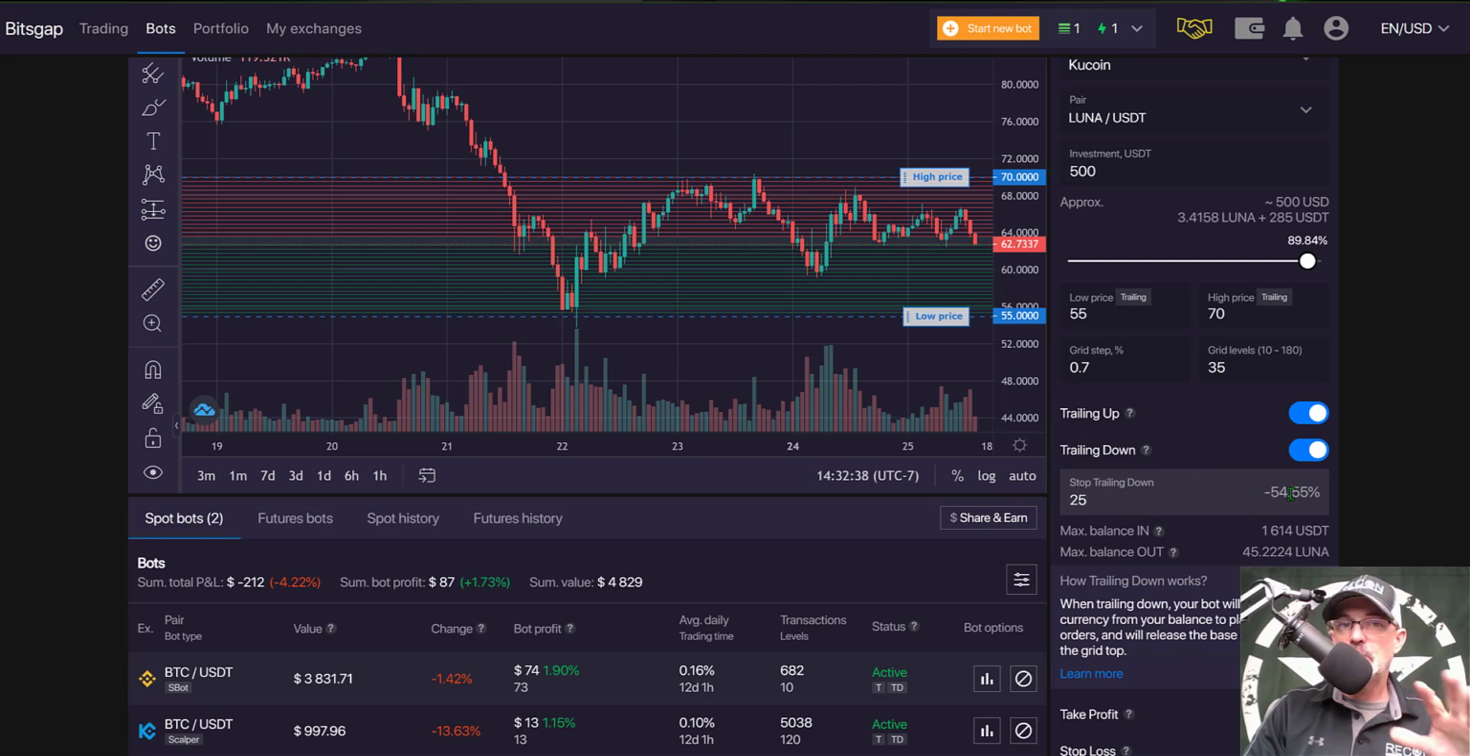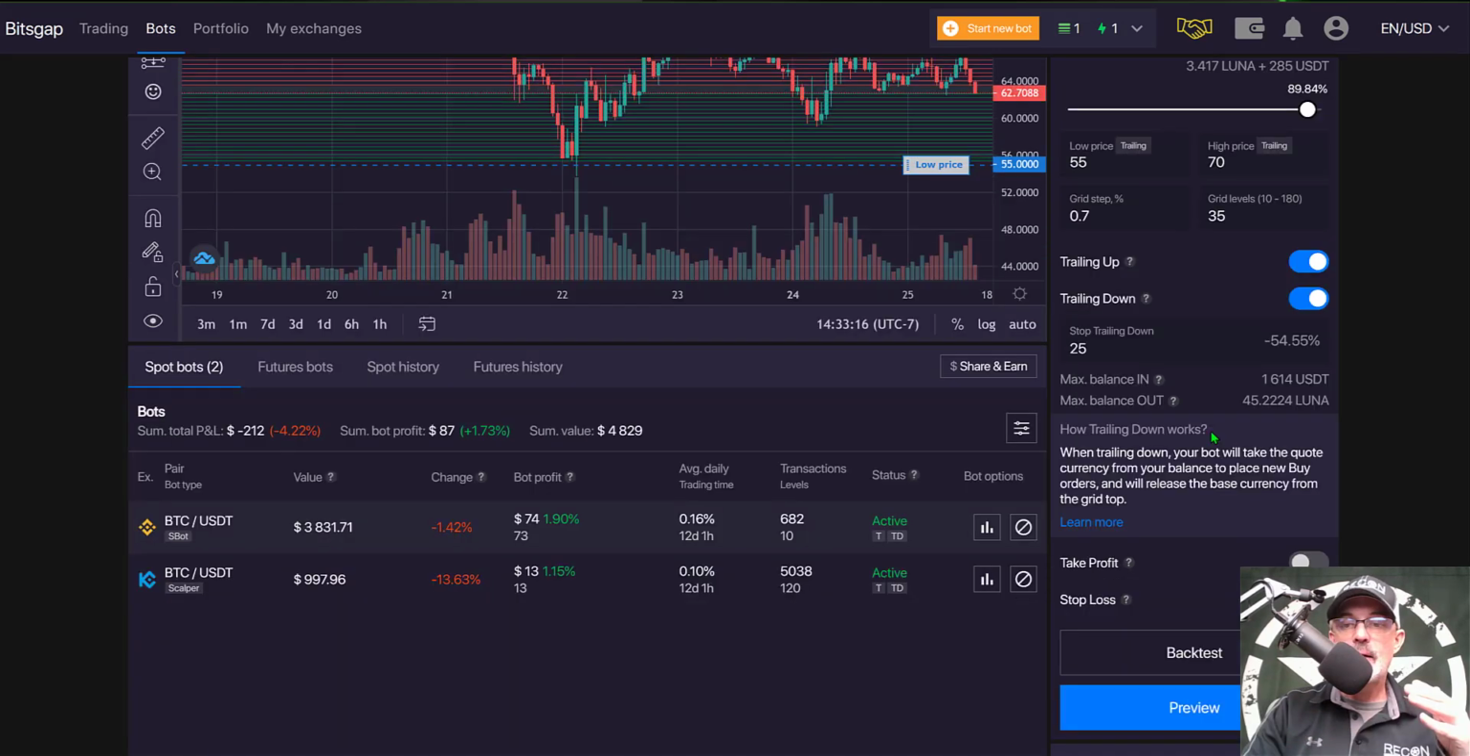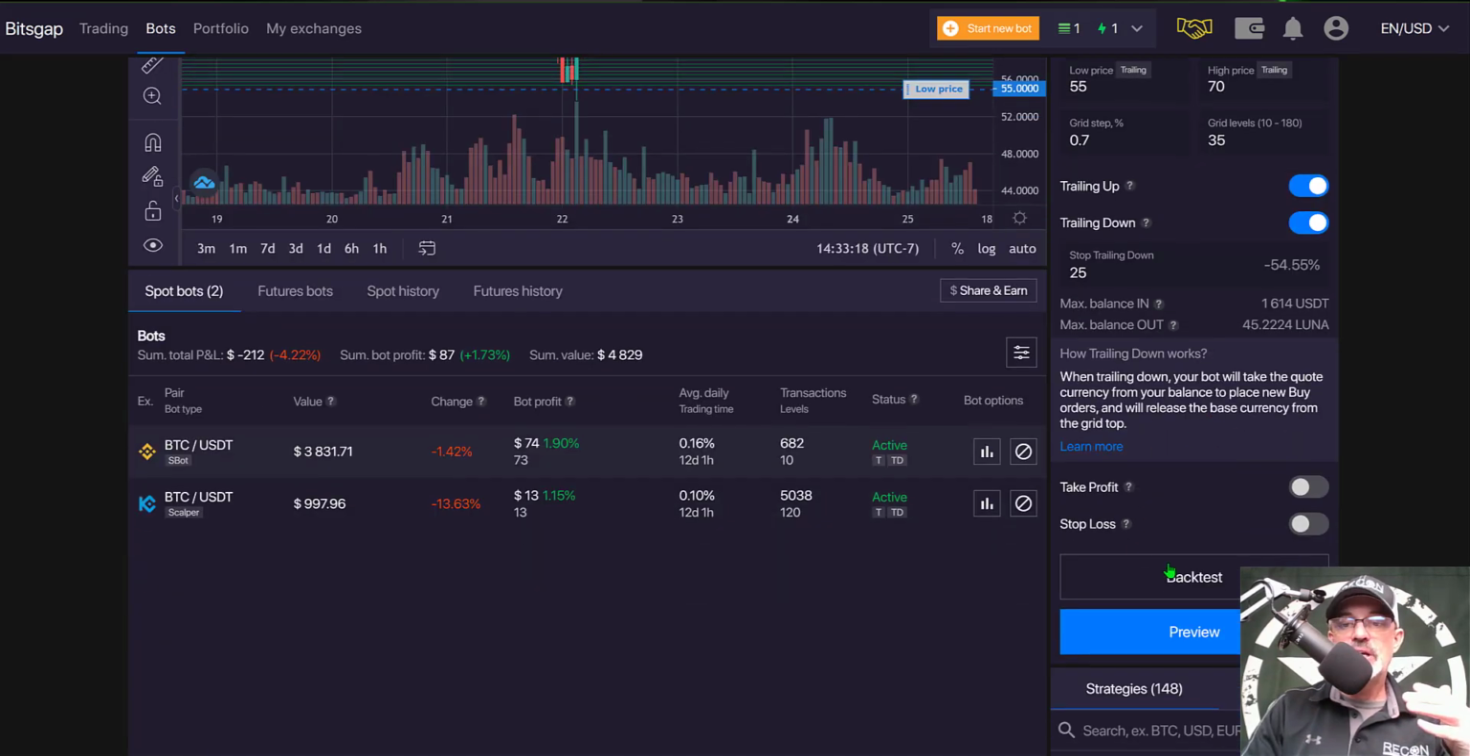Again, Luna is a coin I'm willing to hold long term, 2-3 years if need be. If you're looking more short term, you may not want to do that. If you're trading crap coins that may not be around in 2 months from now, you definitely may not want to let this price drop too far. But with that all being said, I'm ready to give this a back test, so I just click back test.